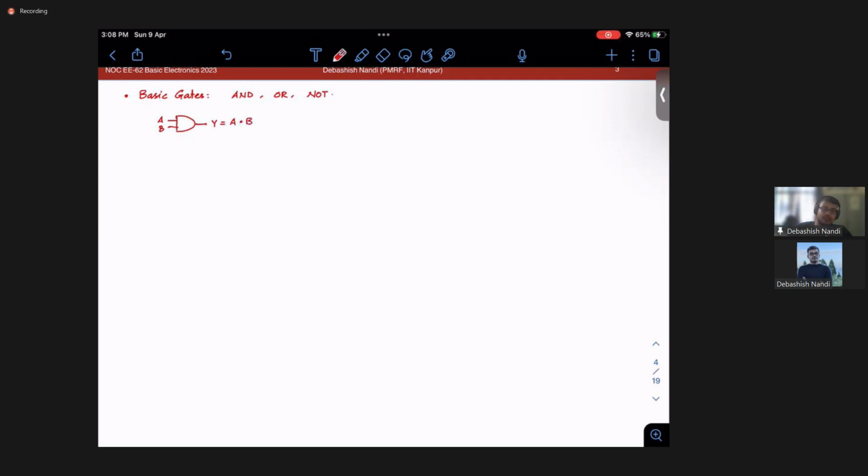This dot symbol signifies the AND. Sometimes we do not even use the dot symbol, right? And how does the truth table look? The truth table looks like this. When both inputs are 0, your output is 0, and if any of the inputs is 0, our output is also 0. And only when both the inputs are 1, your output is 1, right? So this is the AND logic truth table.